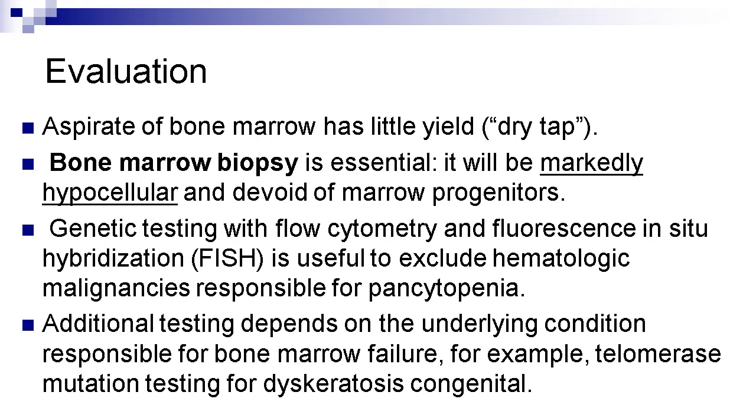Other ancillary tests, for example, genetic testing with flow cytometry and fluorescence in situ hybridization, are useful to exclude hematologic malignancies responsible for pancytopenia. Additional testing depends on the underlying condition responsible for bone marrow failure, for example, telomerase mutation testing for dyskeratosis congenita.